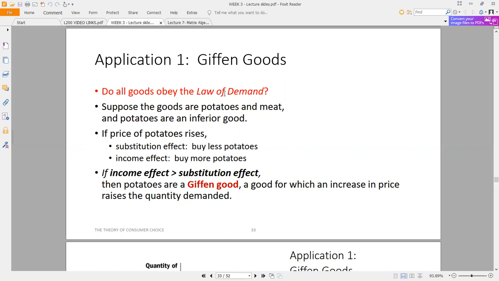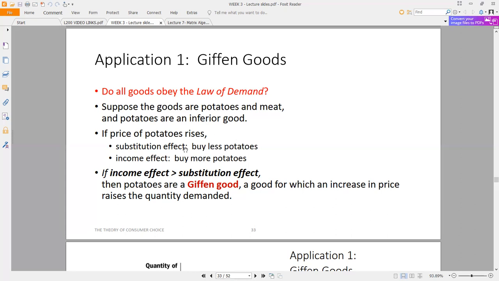What about the income effect? The good is an inferior good. When price rises, there's a fall in real income, so a fall in purchasing power. Whenever there's a fall in real income, we rather buy more inferior goods. So the income effect will mean that you buy more of potatoes. Now, what if the income effect is greater than the substitution effect? It means we'll buy more of potatoes. Income effect means we buy more. Substitution effect means we buy less.